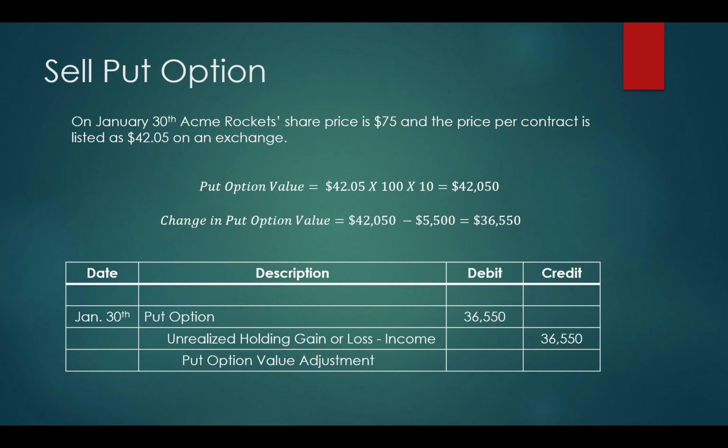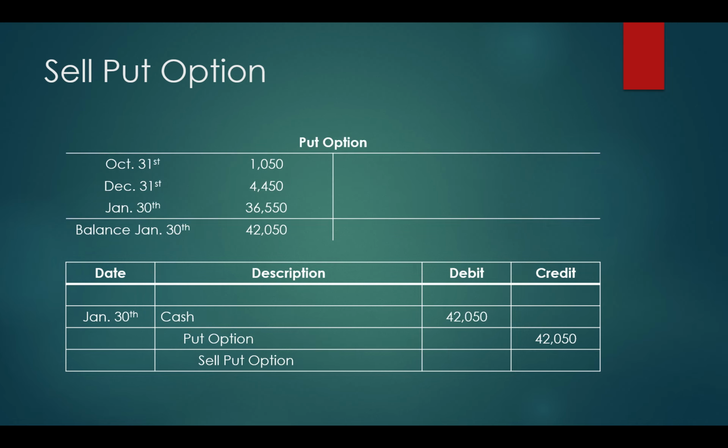The price for the put options listed on the exchange is $42.05. To adjust the value, we determine that the value of the put options is $42,050. Since we previously adjusted the value to $5,500, we need to debit the put options account by $36,550 and credit the unrealized holding gains or loss income account by $36,550. A T account confirms that our put options have a debit balance of $42,050.